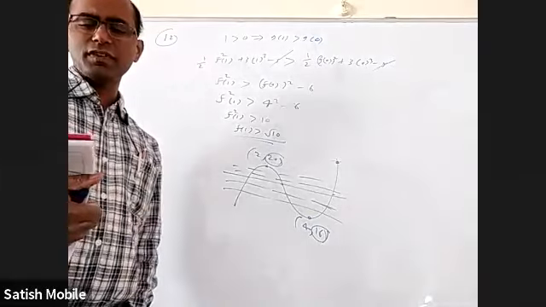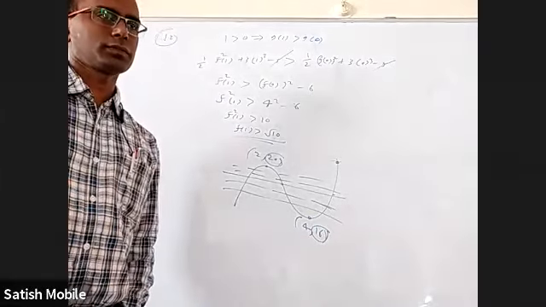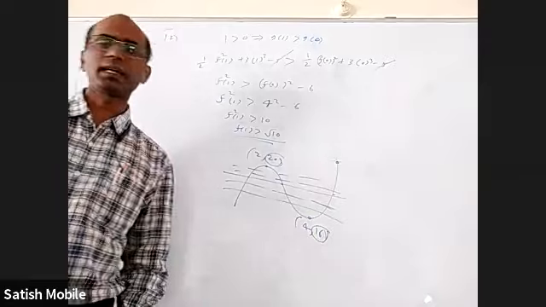F dash x exists everywhere, f double dash x also exists everywhere. Second derivative is also there.